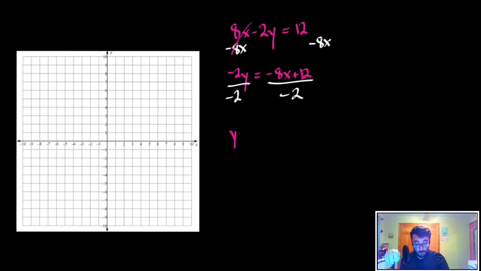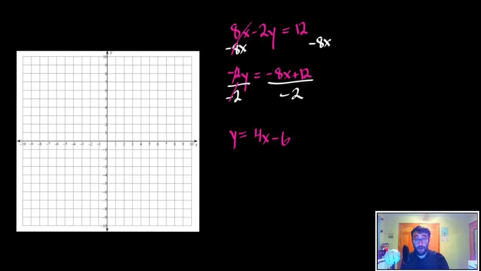So that's going to become y, the -2's cancel, they divide, make it 1y, which is just y, is equal to, now everything gets divided by -2, so that's going to become 4x, -8 divided by -2 is +4, 12 divided by -2 is -6. So here is our equation. Notice now y is by itself, so that's slope-intercept form.